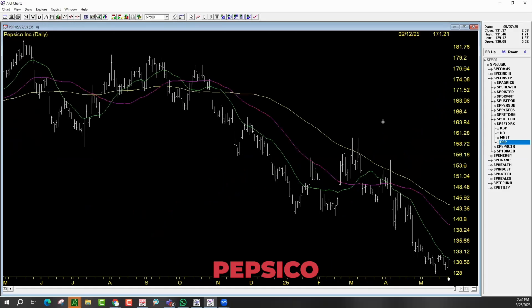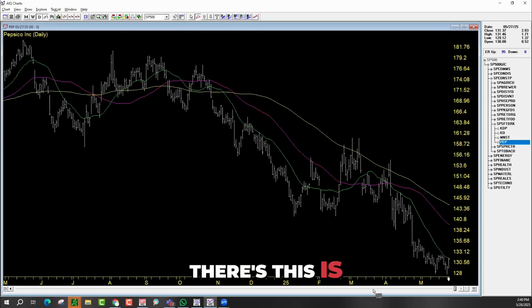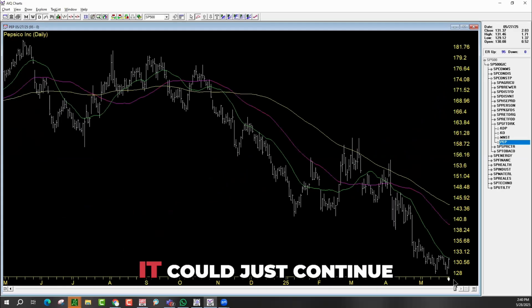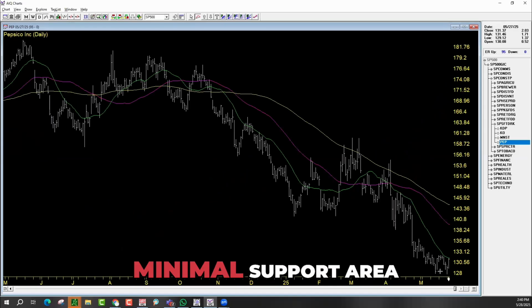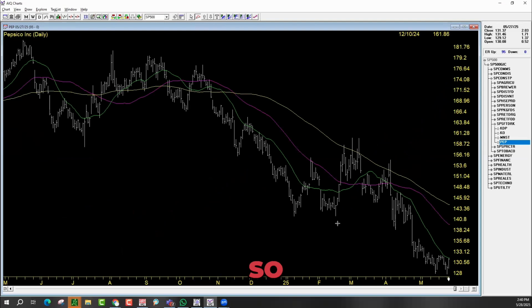And the last one in here is PepsiCo, which has been totally destroyed. This is bouncing back onto its 20-day average. It could just continue down here. This is very, very minimal support area. PepsiCo is really taking a battering. So that one's not a good long candidate for us.